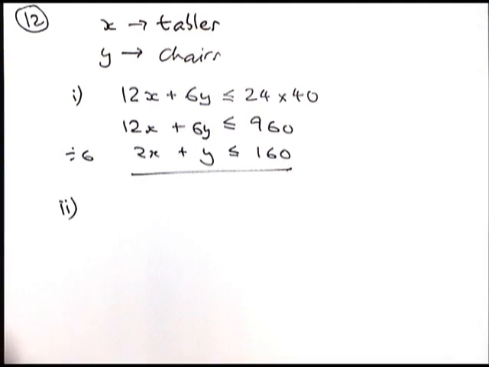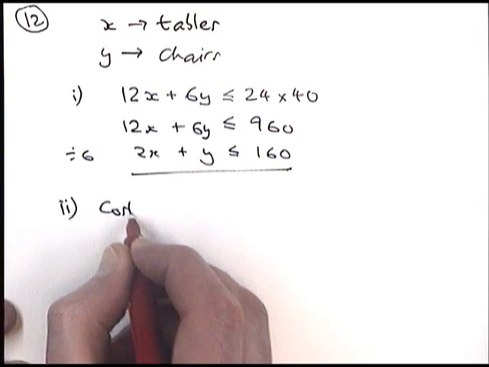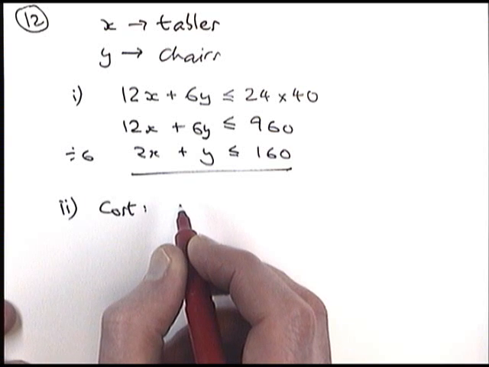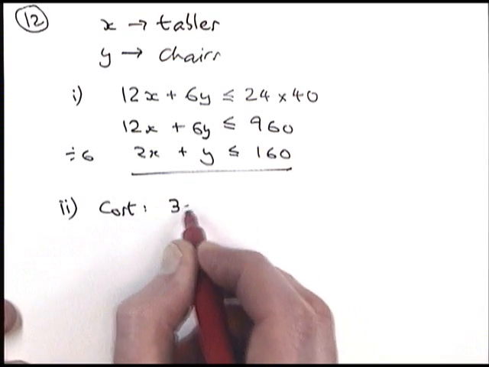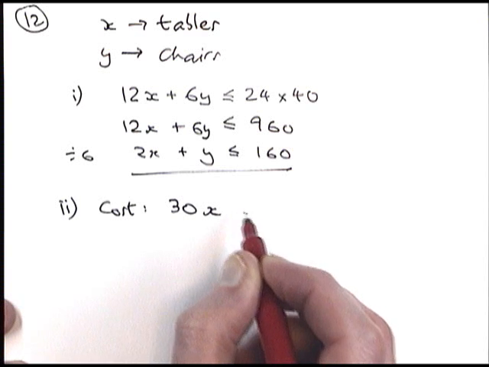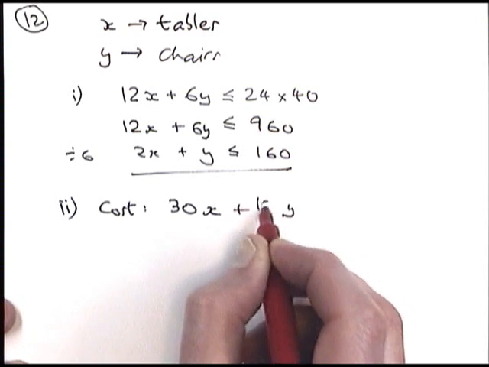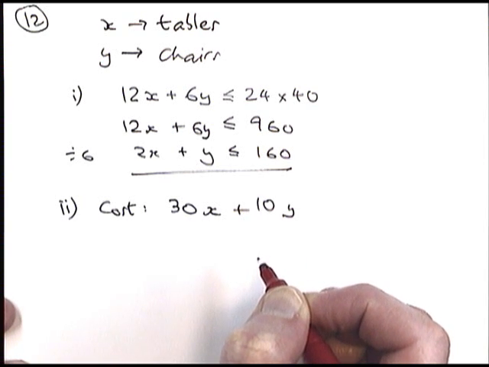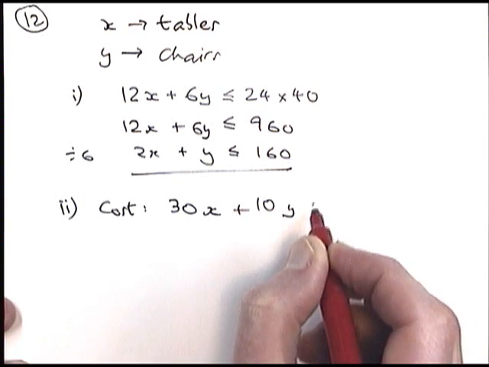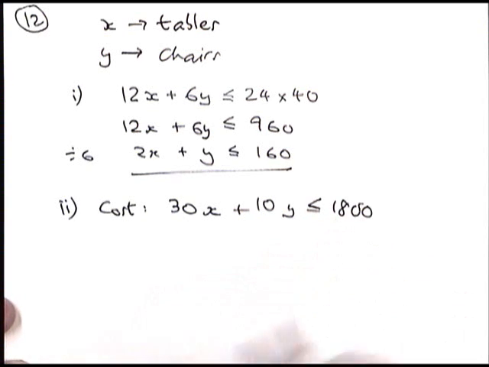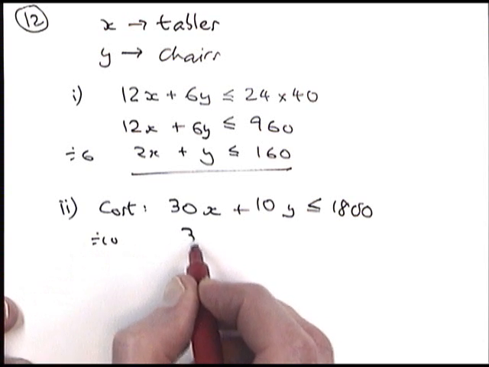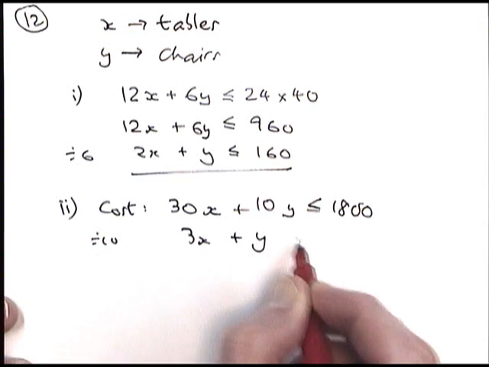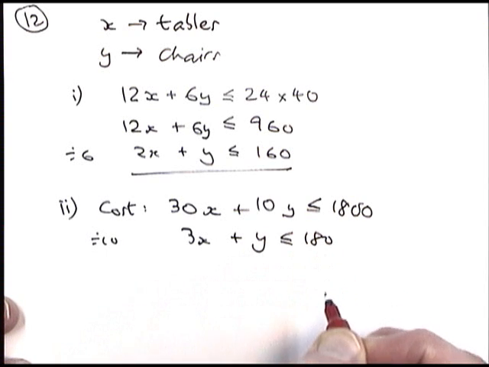Okay, for part 2 we've got to find 2 other constraints. First of all, a constraint to do with the cost. We are told that each table, which is an X, costs £30, and each chair, which is a Y, costs £10. So that's how much the costs are. And we have available a maximum of £1,800. So that is our cost constraint. What we can do here is divide everything through by 10, so we get 3x plus y is less than or equal to 180.